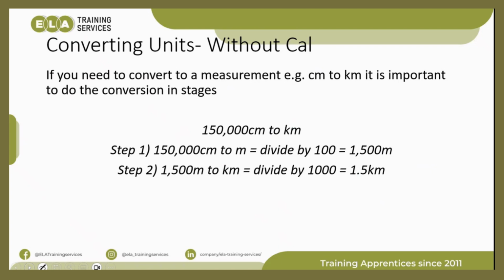First, we'll convert the centimetres to metres. We're going to divide by 100, because centimetres to metres we divide by 100, which leaves us with 1,500 metres. We're then going to take that 1,500 metres and convert it to kilometres by dividing by 1,000, which leaves us with 1.5 kilometres. So effectively, instead of rushing through that conversion, we've done it slowly in stages, taken our time, and we've got to the correct answer.